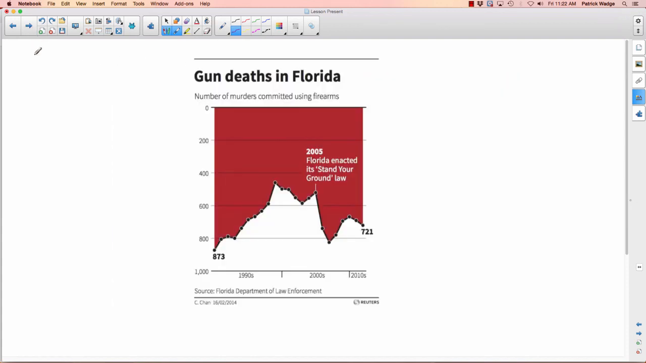Oh, love this one. Gun deaths in Florida. Well, this is encouraging. Gun deaths look like they're going down here. Once they made this stand your ground law, where you're allowed, I think, to shoot people coming onto your property or something, gun deaths actually went down. You know what they've done? This is very devious. I can't believe anyone would ever do this. But look at Florida Department of Law Enforcement. They started at 0, and as you go down, it goes 200, 400, 600, 800. Do you know what that means? This graph is actually upside down.